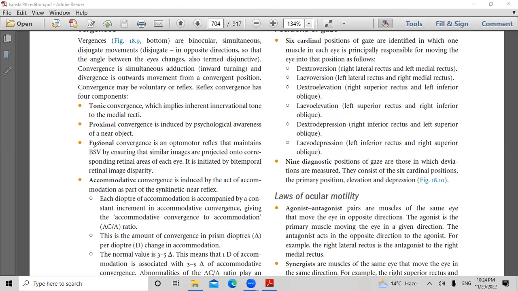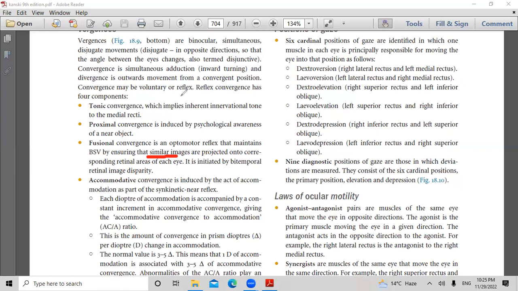Fusional convergence is an optomotor reflex that maintains binocular single vision by ensuring that similar images are projected into corresponding retinal areas of each eye. This is very important. Now I will explain it. It's initiated by bitemporal retinal image disparity.